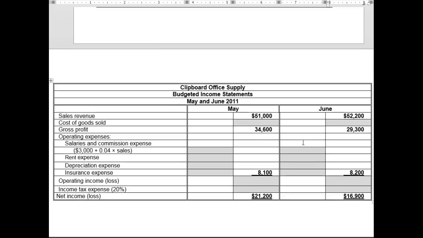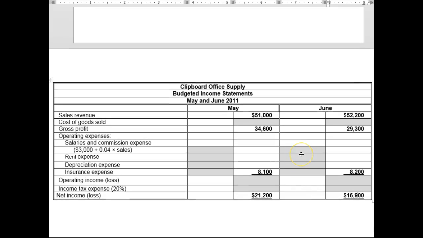And that's budgeting, and this is a very good exercise in budgeting.